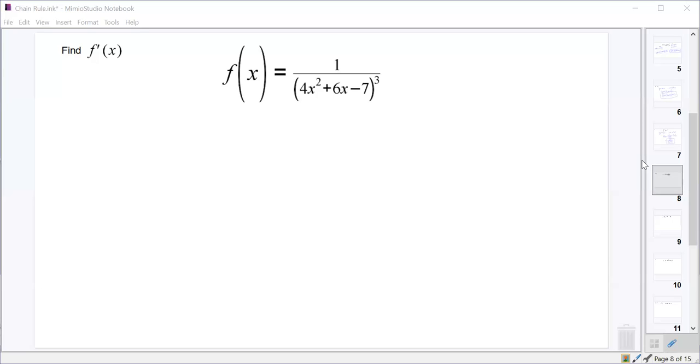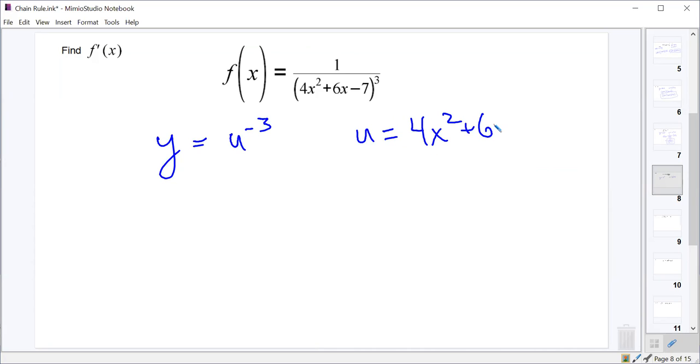How'd that one go? You guys finished with that one? Yes. All right. How did you break it up to begin with? Y equals what? I did u to the -3. Right. U to the -3 sounds good. You might have done 1 over u cubed and then used the reciprocal rule. But u to the -3 is probably the way I would do it, just using the power rule. So y equals u to the -3 with u equal to 4x squared plus 6x, oh, sorry, minus 7. Can't forget that. Everybody good with that?